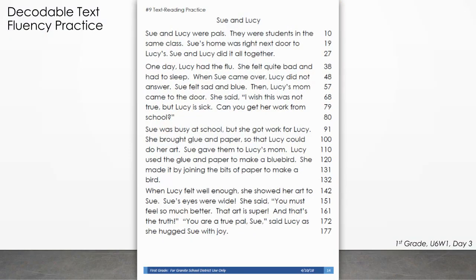Now I'm going to whisper read. Please make sure you're reading with me. Sue and Lucy. Sue. Students in the same class. Sue's home was right next door to Lucy's.